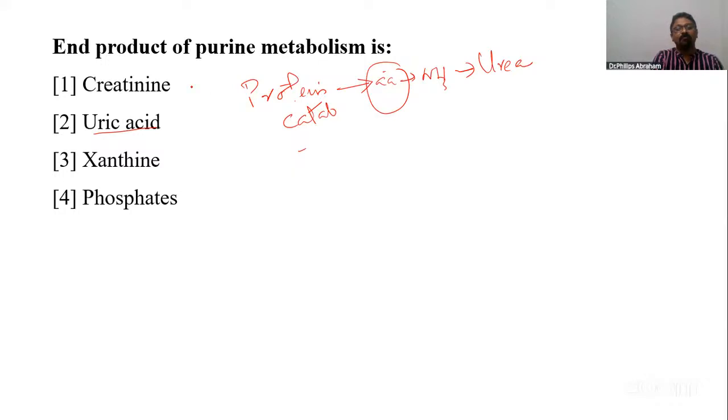And creatinine we get from creatine. By removal of one water molecule from creatine, we get creatinine. So the difference is one water molecule. Fine. Here, uric acid is the end product of purine degradation.